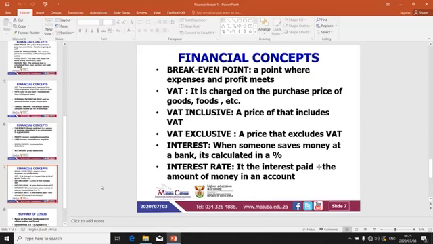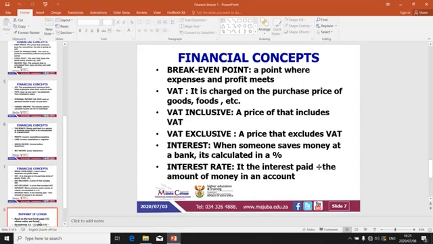Then we move to the next concept, which is interest. What is meant by the concept interest? Interest is earned when someone saves money at a bank. It is calculated at a certain percentage. Okay, we move to the interest rate. The interest rate is the interest paid divided by the amount of money that is in the account you have opened in the bank.